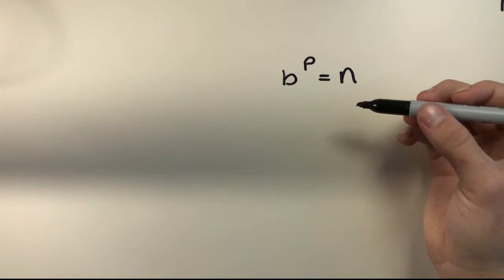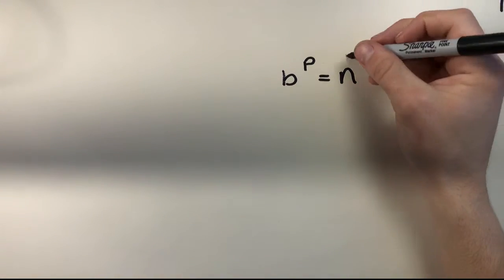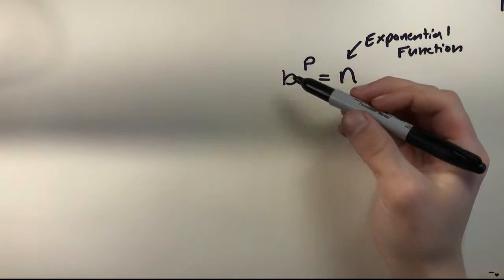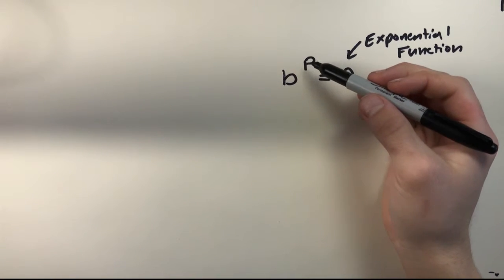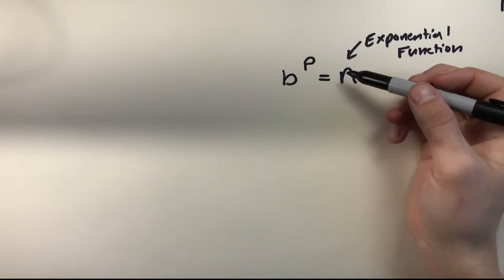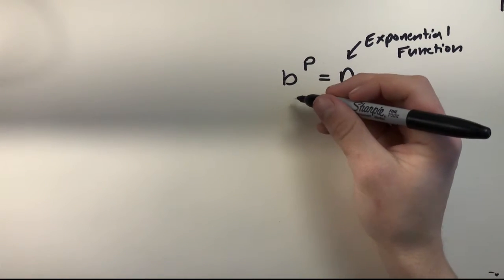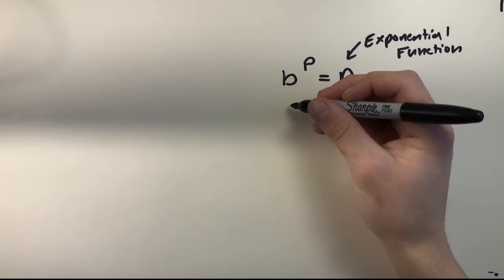Now I'm sure this expression looks pretty familiar. It's an exponential function. It's just a value with an exponent giving us a product that is the base multiplied by itself p amount of times. So let's look at an example.